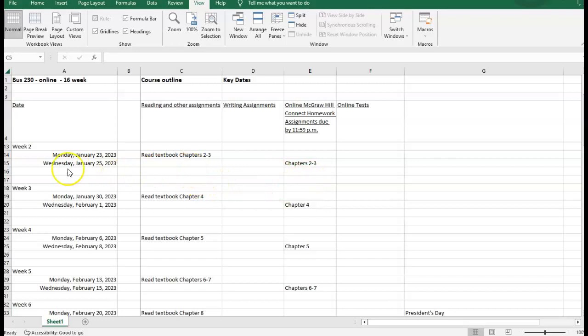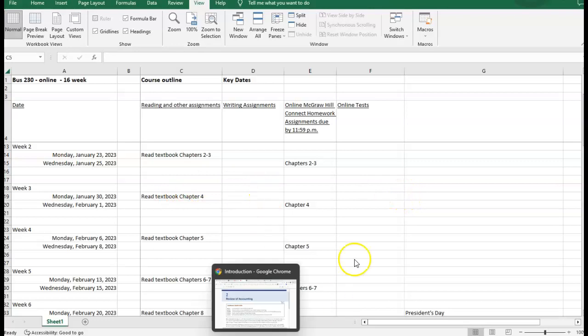So let's talk about week 2. We're going to cover chapters 2 and 3, and again, you want to read those. It's certainly the first part of the week, as you want to get the homework done by Wednesday. That's very important to be able to get that done and get it in on time. Okay, let's take a look at that.